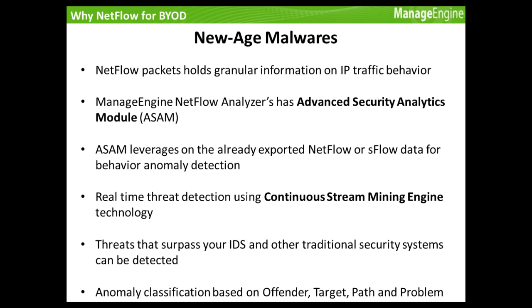That information is not important, because in today's age, uptime is the most important factor for enterprise networks. So for uptime, you need to keep out malware. You need to stay alert. You need to know when there is an attack going on. So that is why real-time threat detection is important. What it can do is capture the threats that surpass your IDS systems or other traditional security systems like firewalls or proxy servers. Then the anomaly is captured and classified based on offender, target, path, and problem.